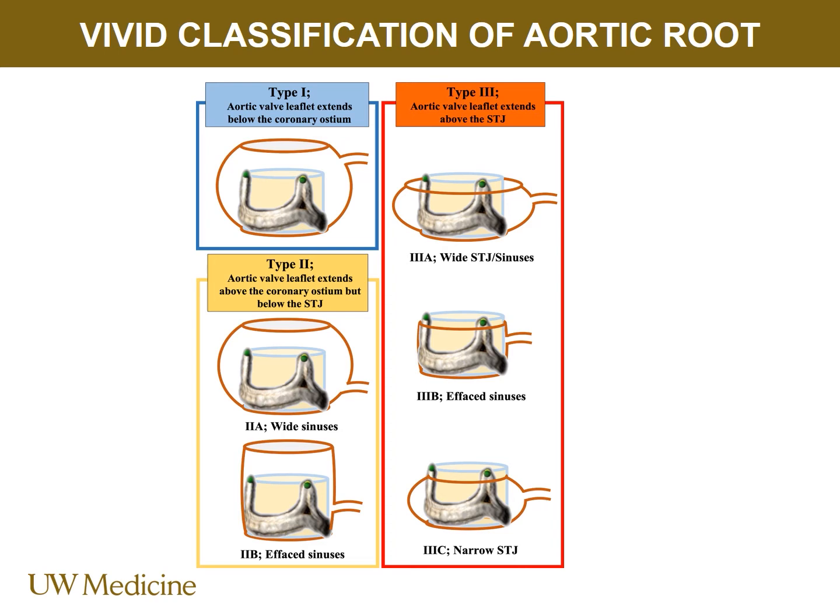Type 3 is the aortic valve leaflet extends above the STJ. If there's a wide STJ, that's probably not going to be problematic. And then you have the issues of the effaced as well as the narrow STJ. And that's going to be very important when understanding the size of the valve, the distances, and the risk for sequestration or occlusion of flow into the coronary artery.